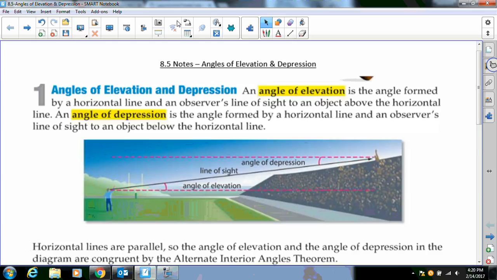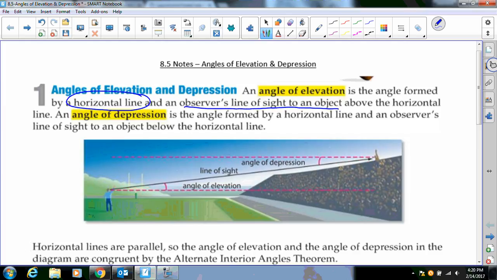So first thing is just knowing the definition, and that is that an angle of elevation is the angle formed by, and this is crucial here, a horizontal line and an observer's line of sight to an object above the horizontal line. So elevation is above. And then your angle of depression, think down, is the angle formed by, again, a horizontal line and an observer's line of sight to an object below the horizontal line.